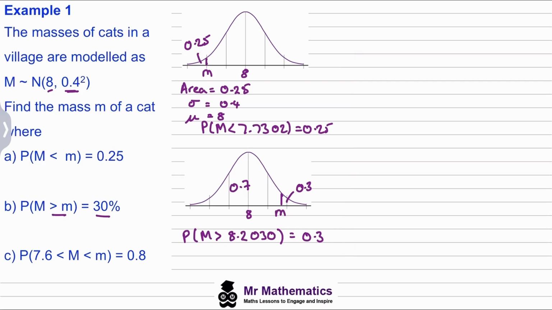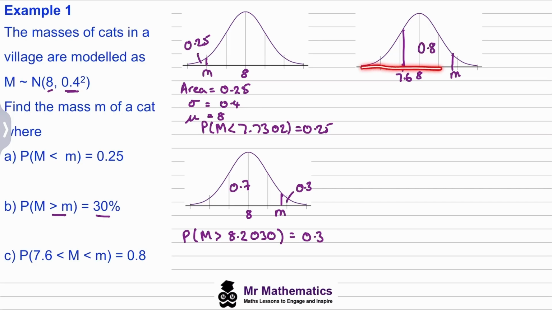And for question C, the probability of the random variable being less than the observed value m, but greater than 7.6, we're told is 0.8. So again, we'll sketch it on a diagram. So we'll plot 7.6 about here, and we'll say m is about here. What we've been told then is that this area is 0.8. But we can work out this area as this region up to m minus this region.